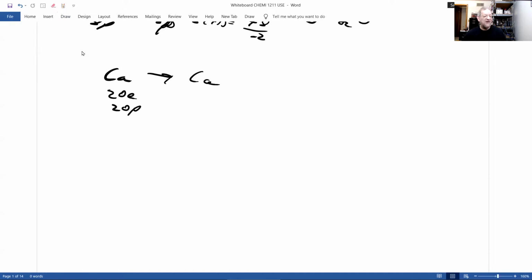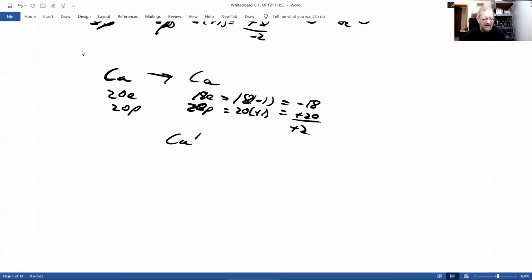It's at 20 electrons, 20 protons. It wants to go to the nearest noble gas, which has 18 electrons, 18 protons. The protons will still be 20. Each electron is a -1. Each proton is a +1. -18 plus 20, and you add it up, it's a +2. How do you show the ion? This way or this way. This is the older way, which I like. I guess I'm old-fashioned in this.